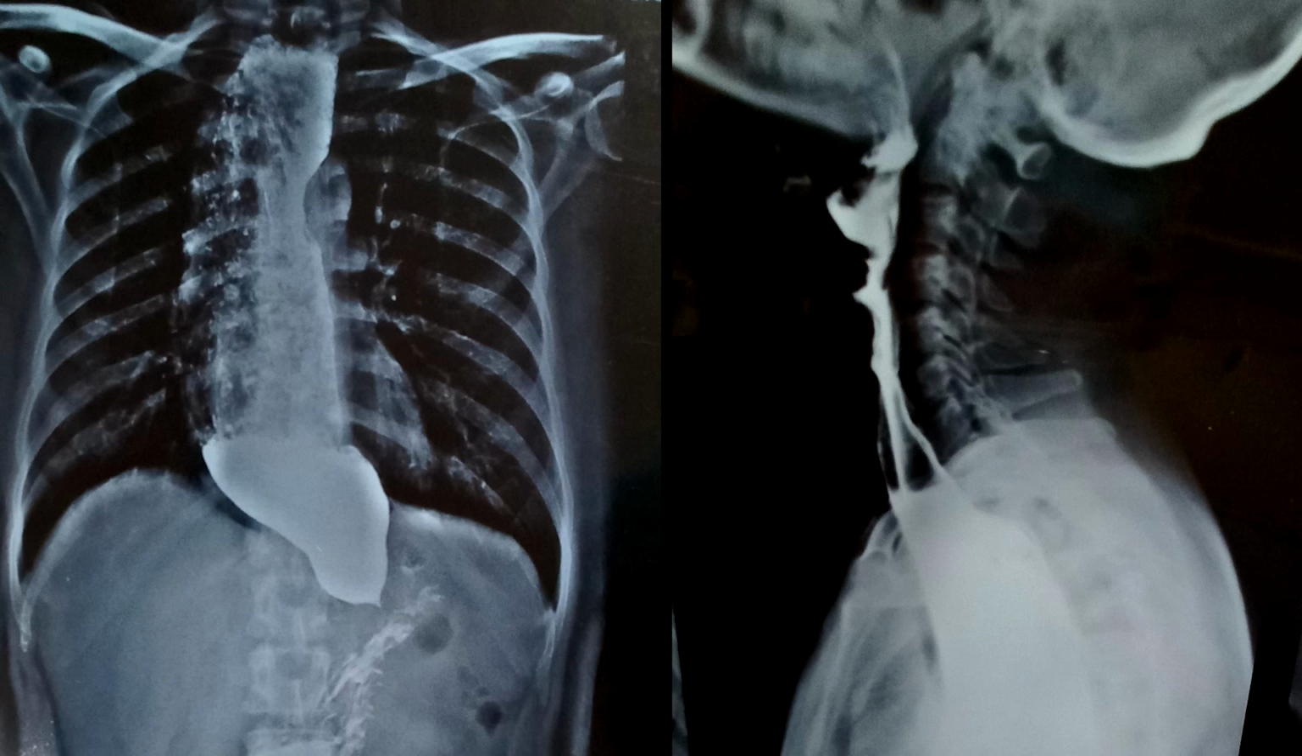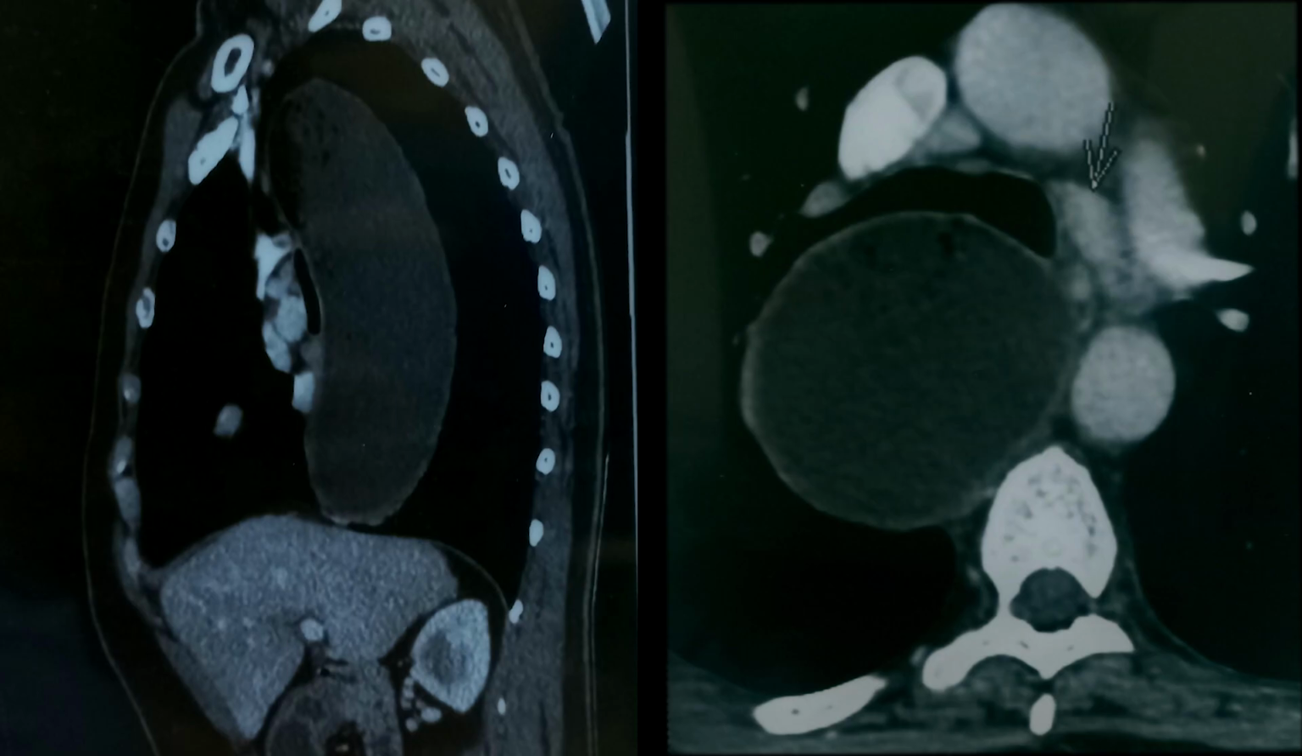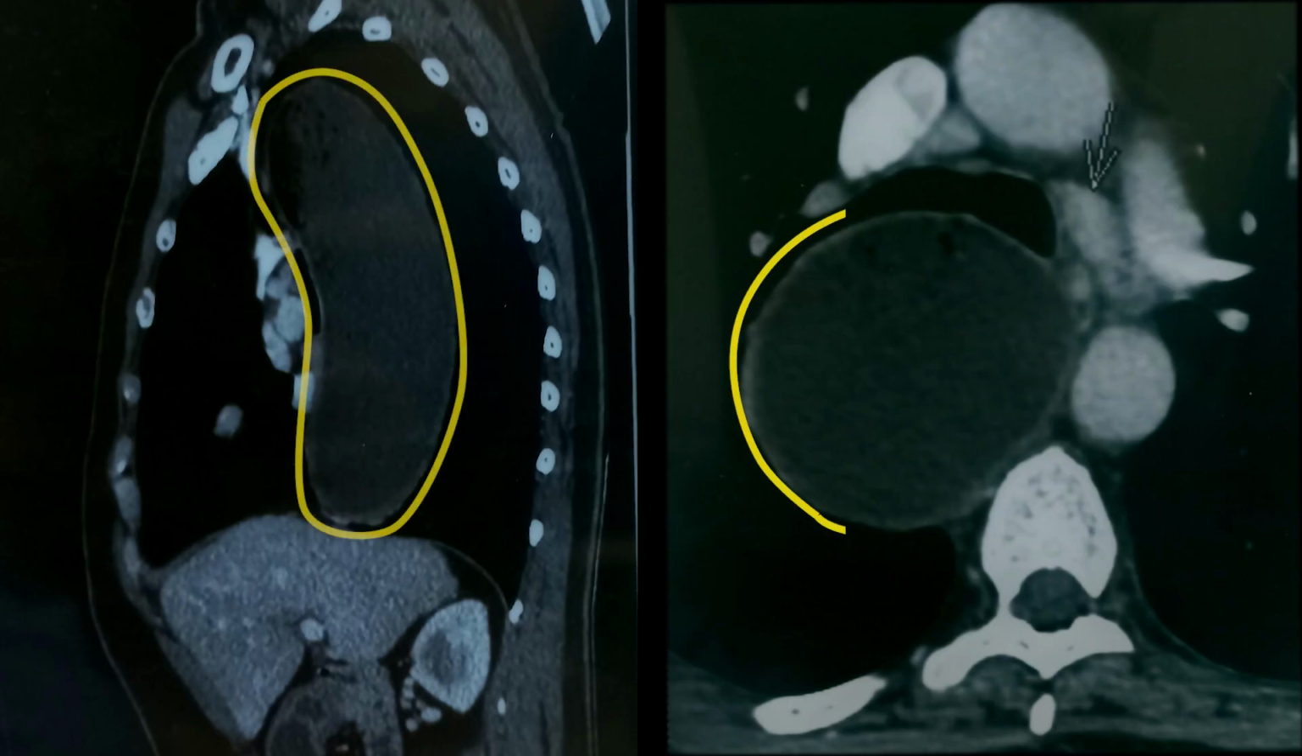The esophagus is dilated. There is stasis of barium in the esophagus, and you can also appreciate the typical bird's beak appearance. This is CT image. You can appreciate the grossly dilated esophagus completely filled with fluid material, and in cross-sectional image you can also appreciate the dilated esophagus actually occupies around 50% of the right hemithorax.